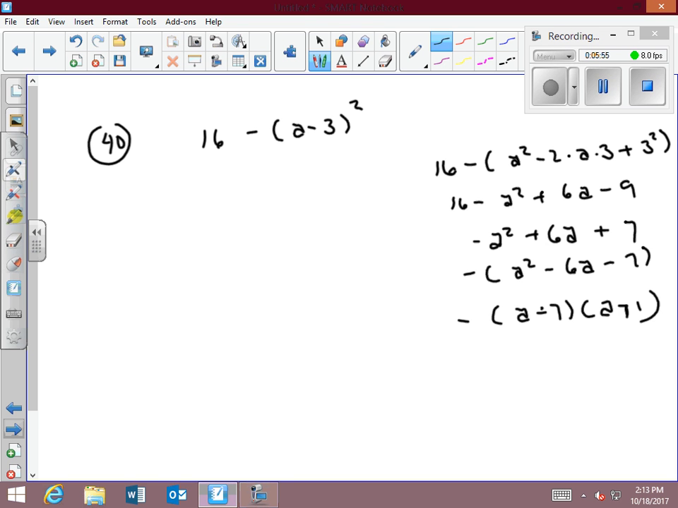Now, the other way you could do it is if you see this as a binomial. Do you see this as a binomial? 16 minus a minus 3. It's a binomial set of terms. If you think of this as a squared minus b squared. Why am I saying squared? Because 16 is actually what squared? 4. And this is a minus 3 quantity squared. Isn't that right?